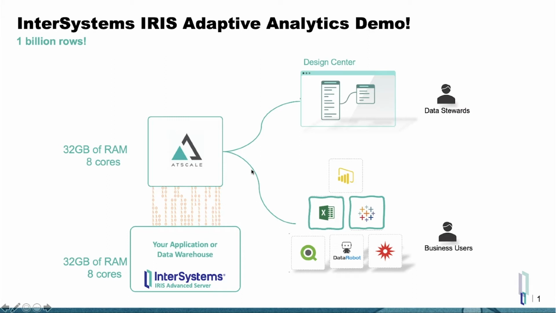As the business users query the data using their preferred tool, you're going to see how Adaptive Analytics can take these queries, whether SQL or MDX, and translate them into IRIS, and apply machine learning to learn about those queries and create what we call aggregates, or caching of the data, to make those queries run several orders of magnitude faster. So you're going to see us querying a billion rows in milliseconds. Let's see the demo.